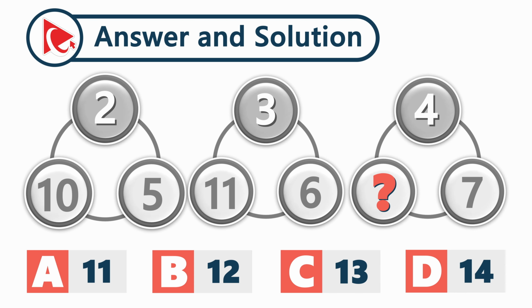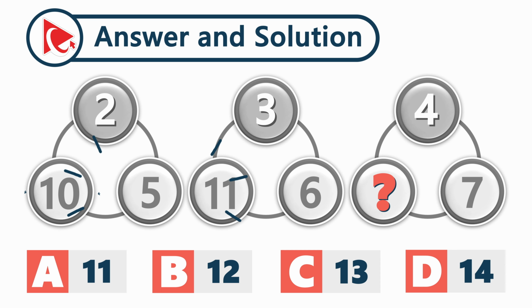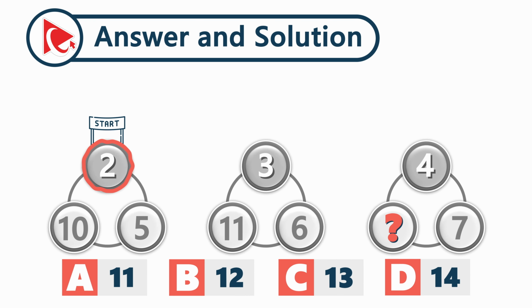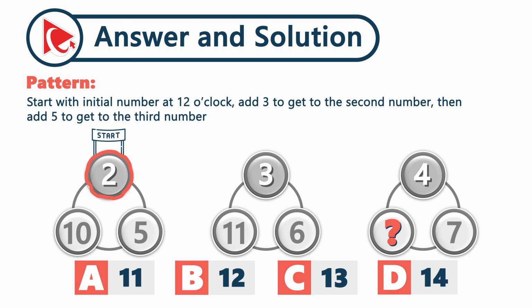Take a close look at the first shape. It has numbers 2, 5, and 10. Take a look at the circle, which has number 2. It is a little bit darker. What could it mean? It could mean a lot of different things, but in this case, it means that this might be the starting point. And the pattern here is that we start with the initial number, add 3 to get to the second number, and then we add 5 to get to the third number.